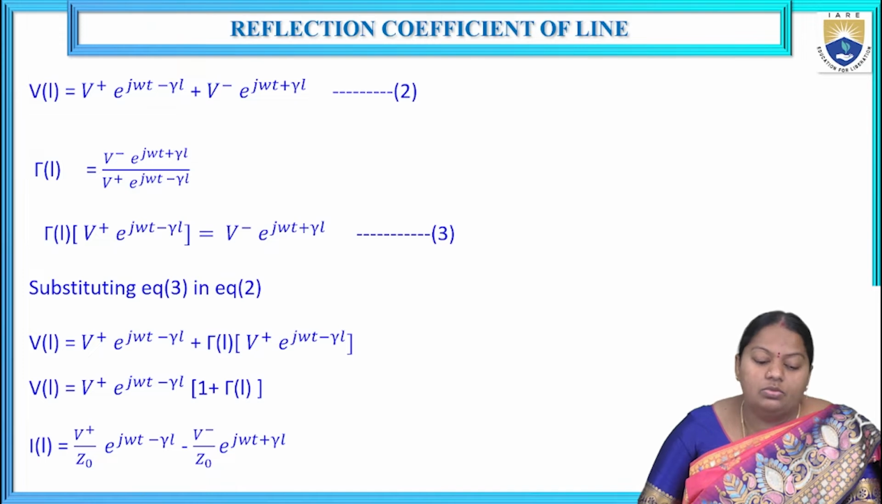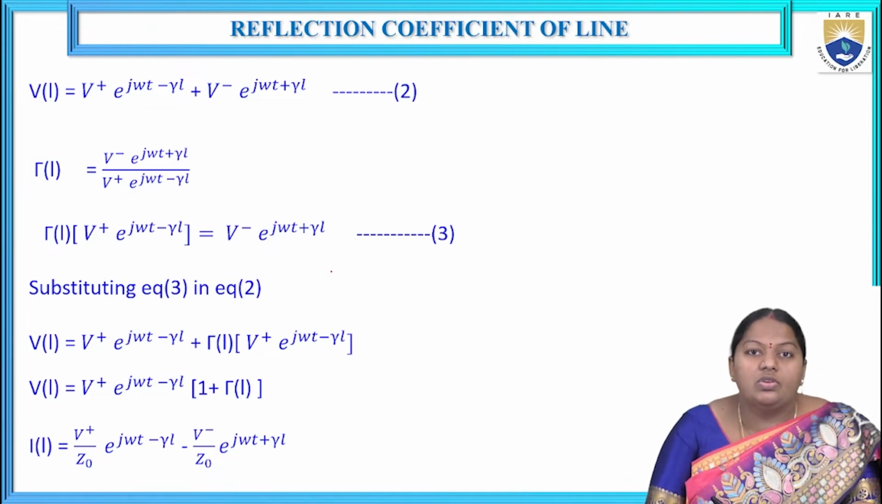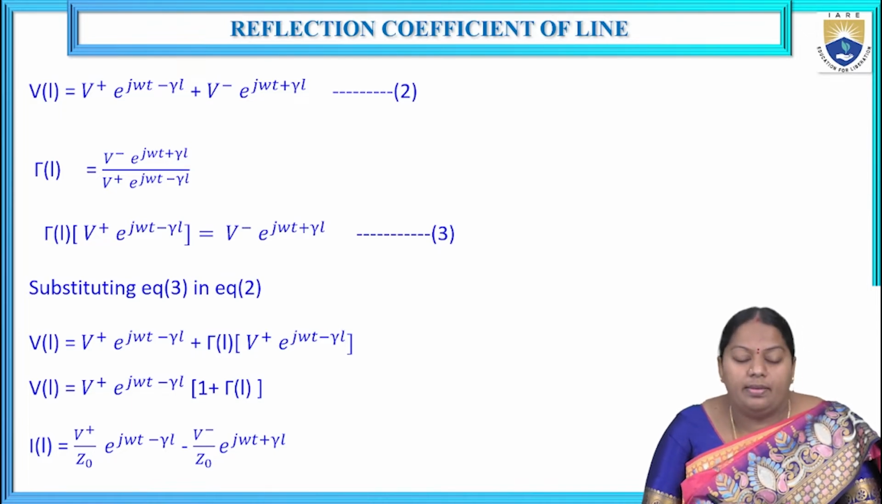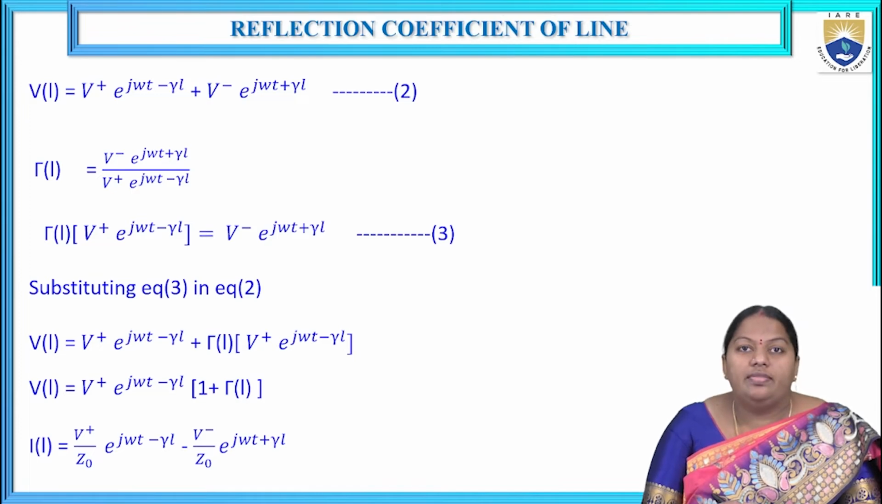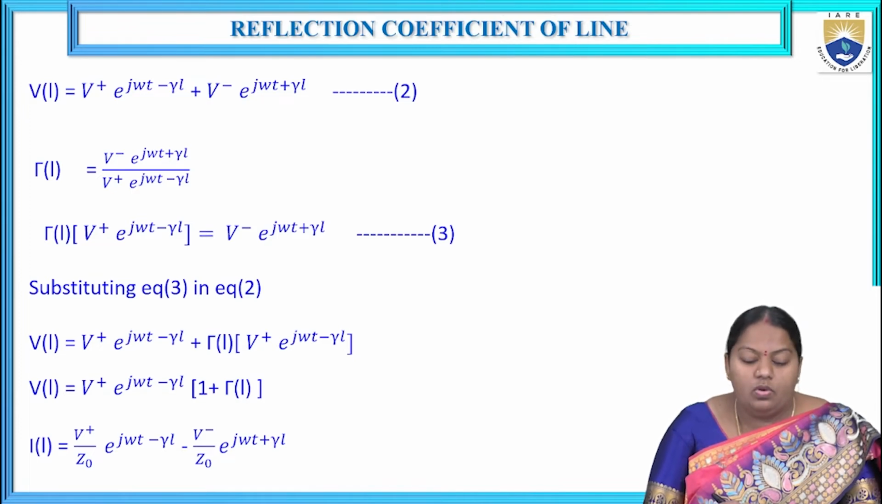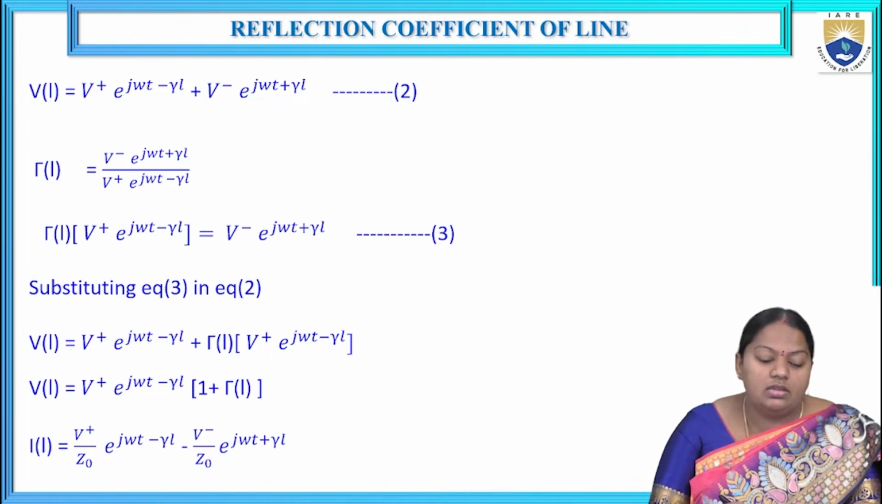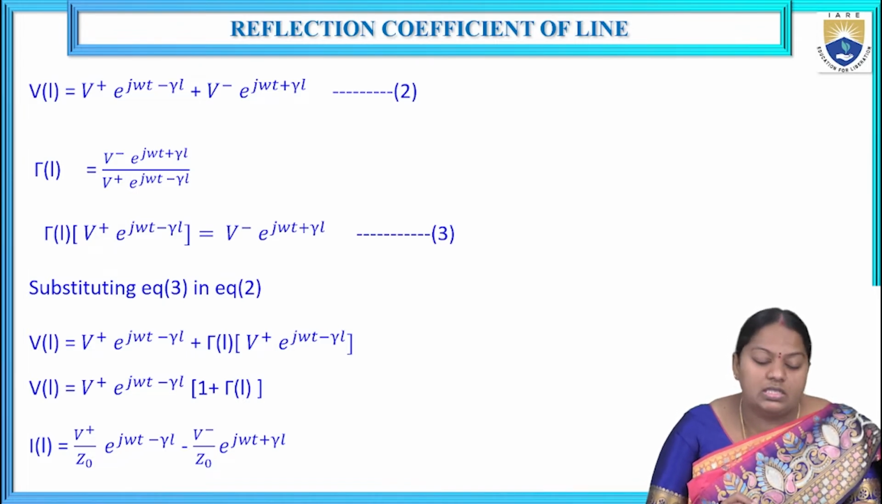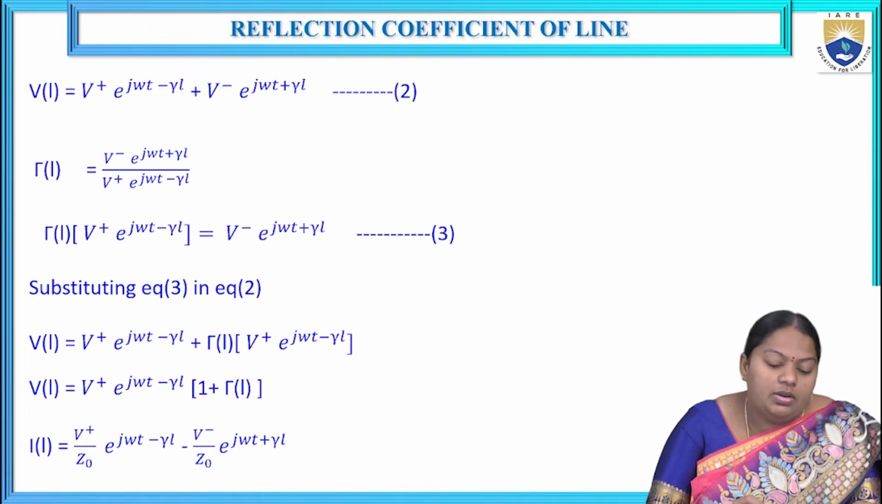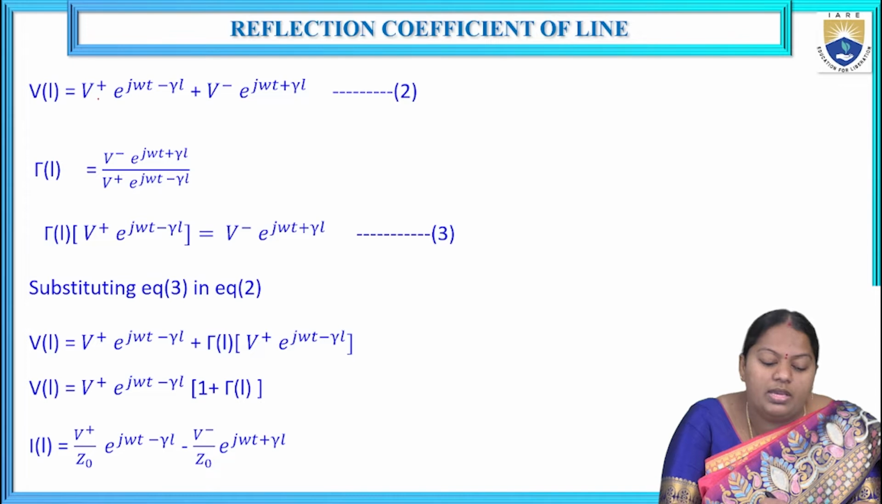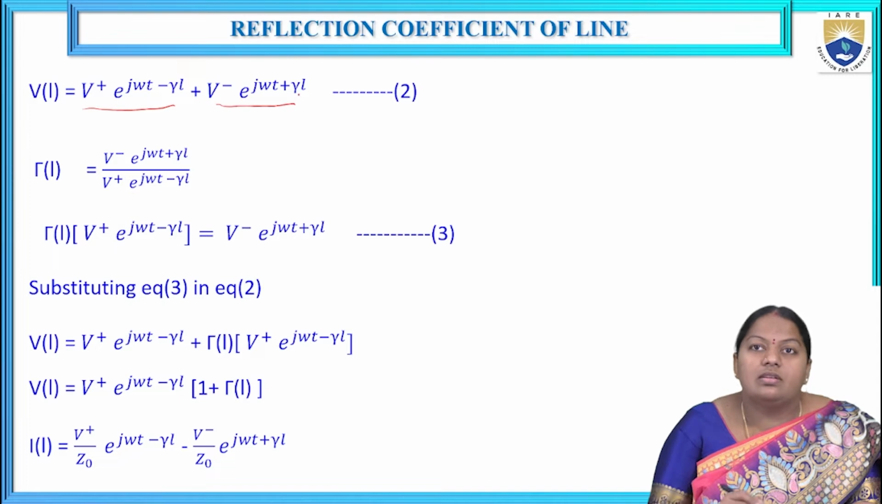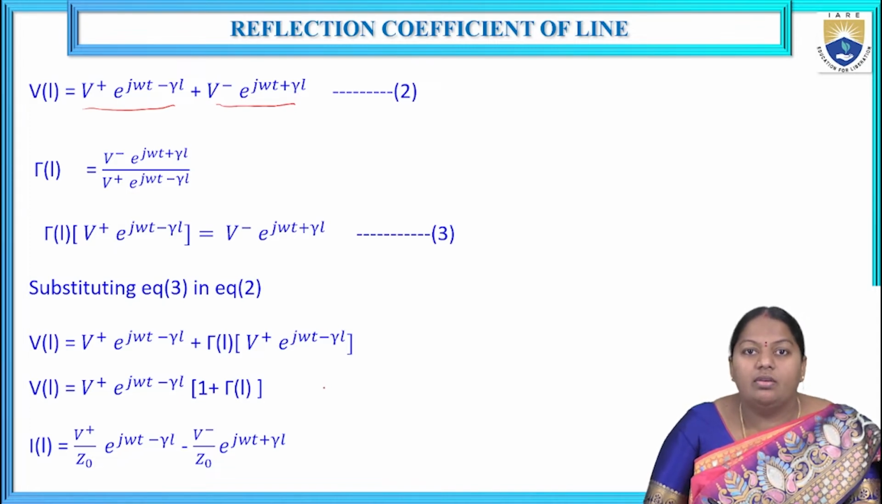Now, V of L is equal to, so previously what we have written, the solution for the transmission line equation, means we have considered that V equals V plus e power j omega t minus gamma L plus V minus e power j omega t plus gamma L. Now we are talking about the length. L is to be the load originated system transmission line, hence V of L. In place of V, we consider V of L equal to V plus e power j omega t minus gamma L, which is for the forward traveling wave, and V minus into e power j omega t plus gamma L is for the backward traveling wave.